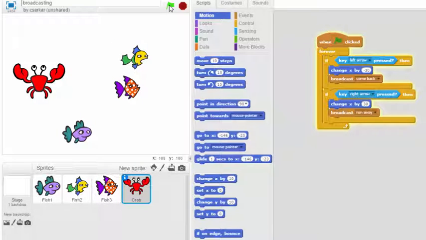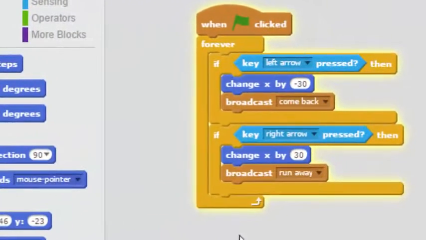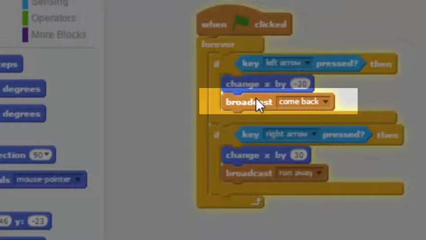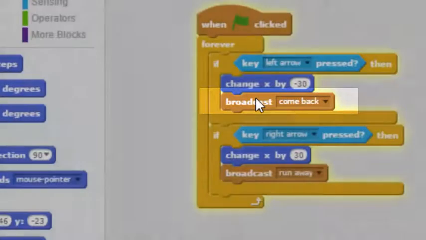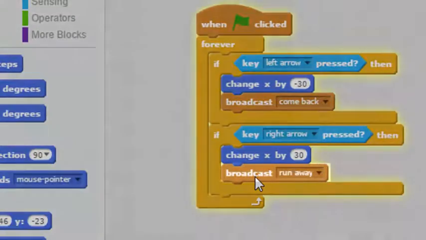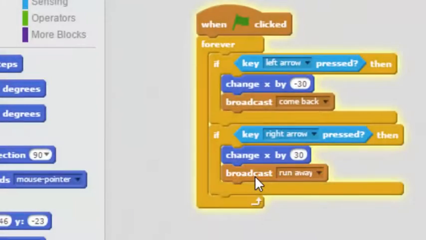So how can the fish know when the crab is coming? What we're going to do is use a broadcast message to tell the fish when they should run away and when they should come back. Look carefully at these brown blocks. Each time the left arrow is pressed, the crab broadcasts a message telling the fish to come back. And each time the right arrow is pressed, the crab broadcasts a message telling the fish to run away.